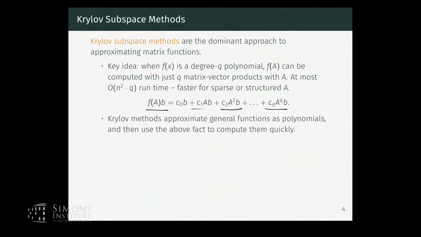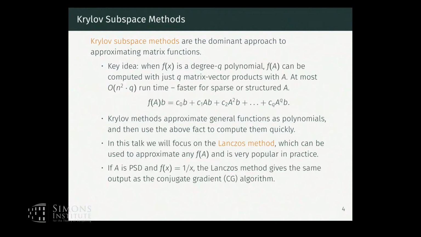So the whole idea of Krylov methods is just to approximate general functions with polynomials, and then use this above fact to compute them quickly. That's the whole idea. And they're the main method we have for approximating matrix functions. In this talk, I'm going to focus entirely on a specific Krylov method called the Lanczos method, which I'll tell you what it is in a second. And it can be used to approximate any f of A in some sense optimally, although I'm going to talk about why this sense of optimal is maybe not satisfactory.